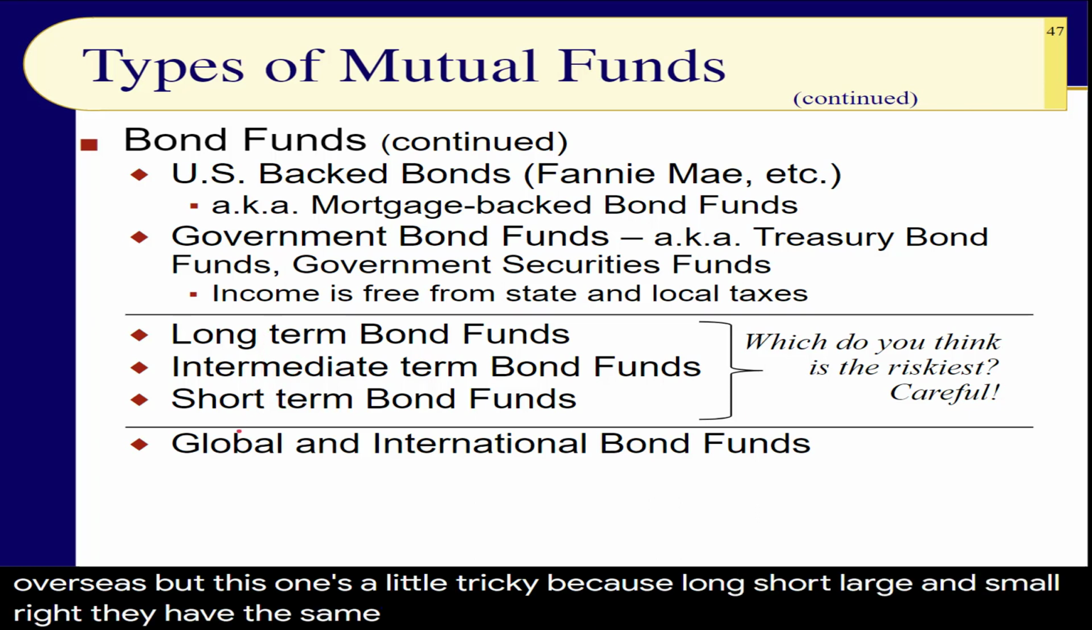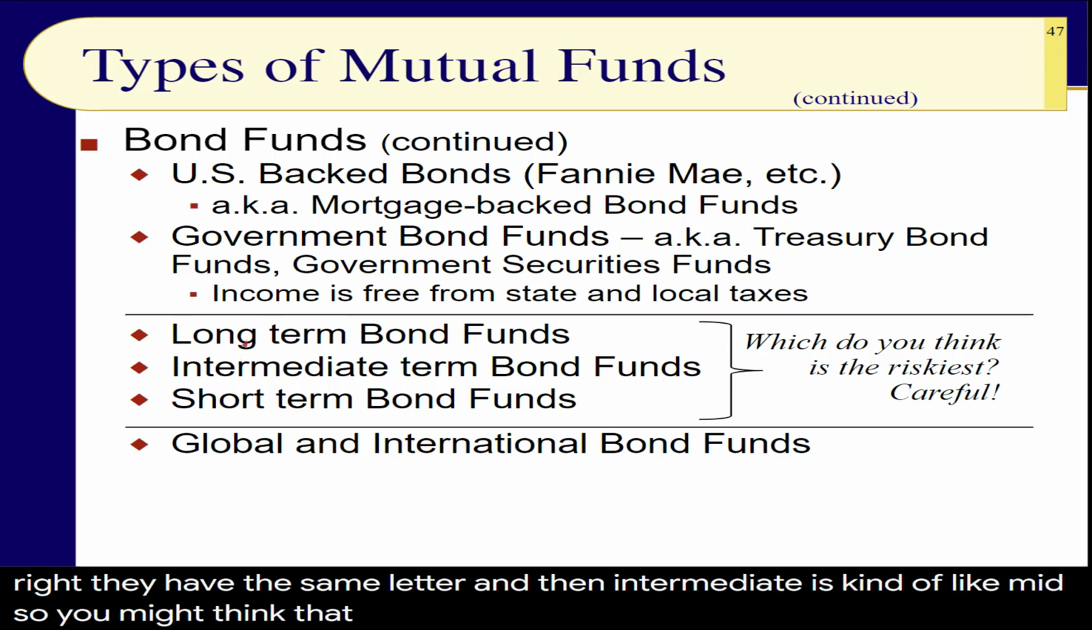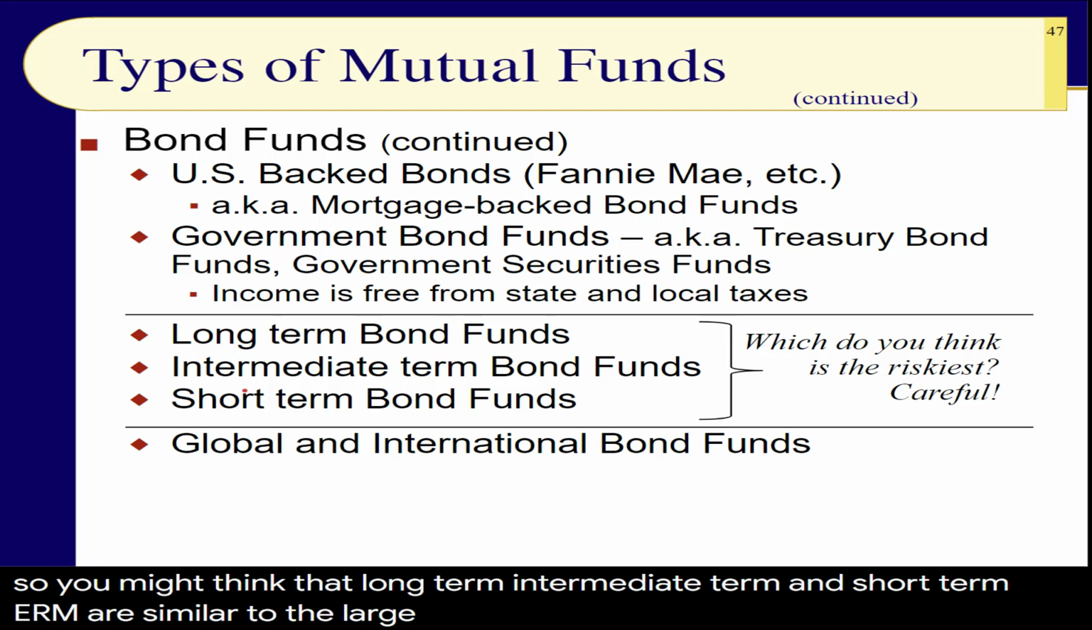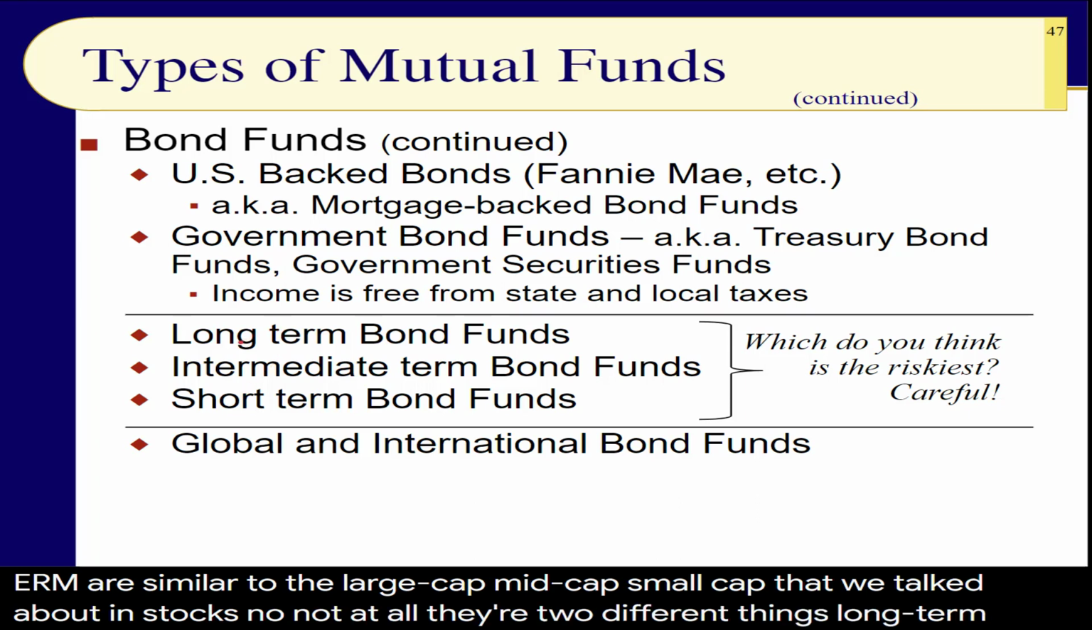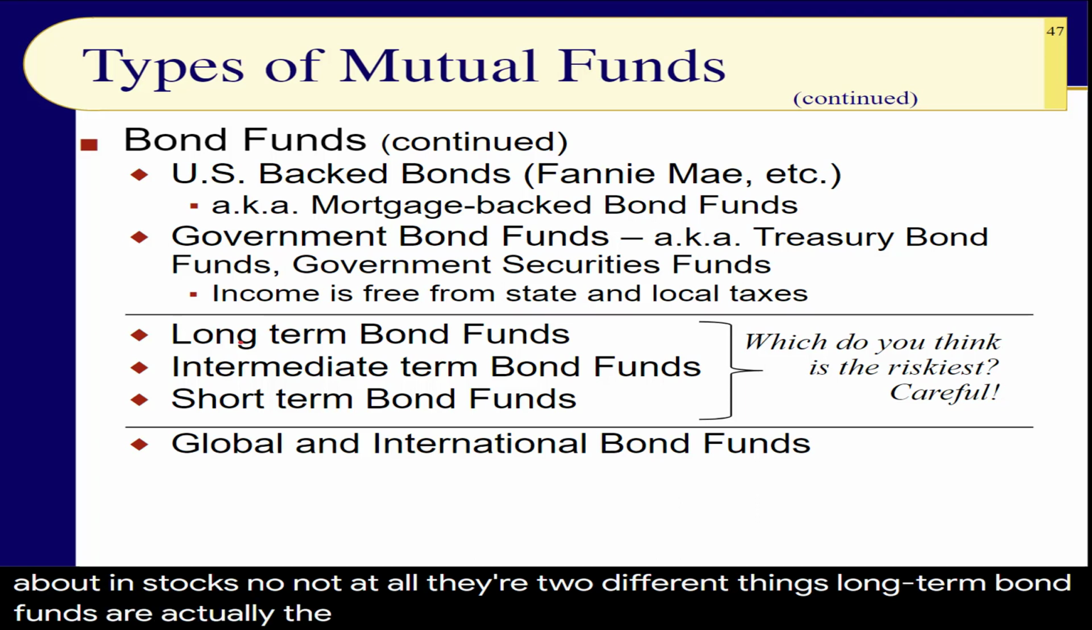But this one's a little tricky because long, short, large, and small, right? They have the same letter. And then intermediate is kind of like mid. So you might think that long-term, intermediate-term, and short-term are similar to the large cap, mid cap, small cap that we talked about in stocks. No, not at all. They're two different things. Long-term bond funds are actually the riskier of the three, and short-term are the safer.